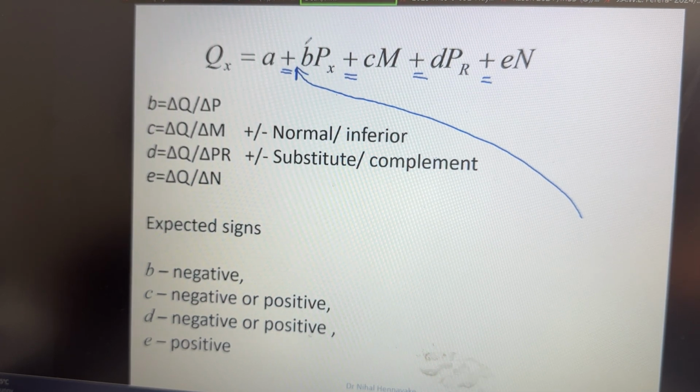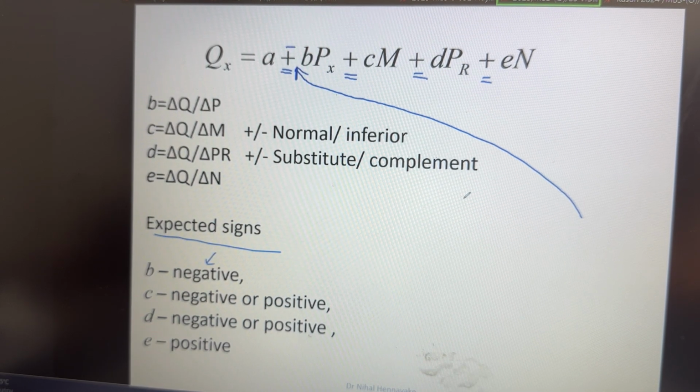Hello? Before the estimation, we put a plus sign. After the estimation, we can expect a particular sign here. What is that sign? And here also I mention the expected sign. For B, we are expecting negative.